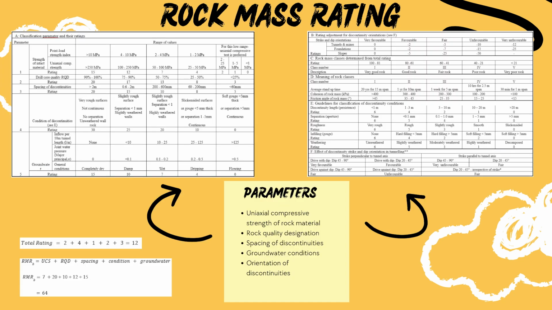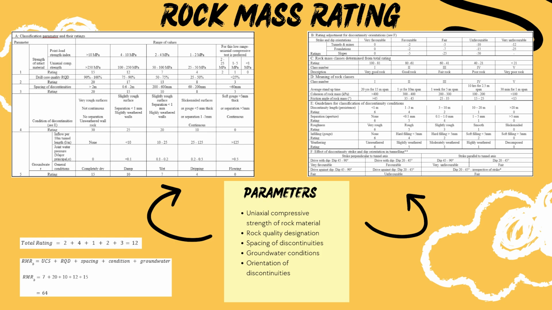The rock mass rating system involves 6 key parameters that quantify the quality of the rock mass. The uniaxial compressive strength measures the strength of intact rock material, showing how much load the rock can bear before failure. The rock quality designation, or RQD, indicates the degree of jointing or fracturing in the rock mass by measuring the percentage of intact core pieces longer than 100 millimeters.